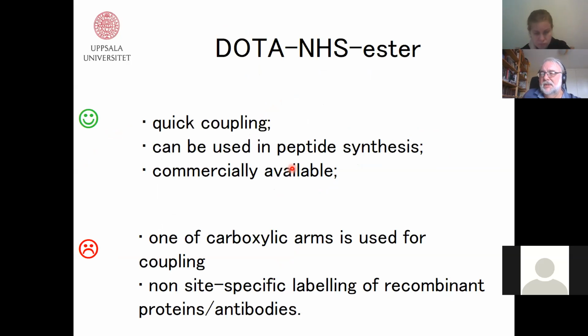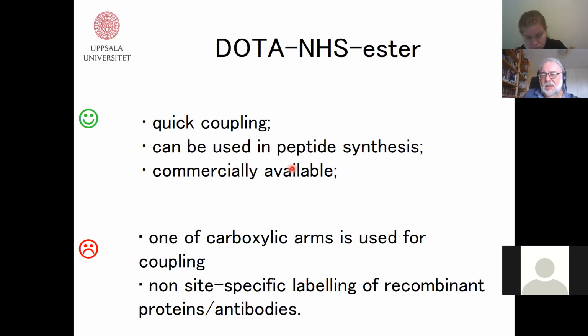Coupling is quick. It can be used during peptide synthesis, and peptides are one of the most promising classes of targeting probe for nuclear imaging and therapy of malignant tumors, and not only that.